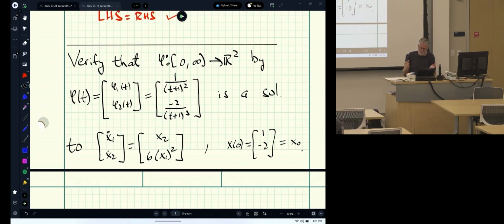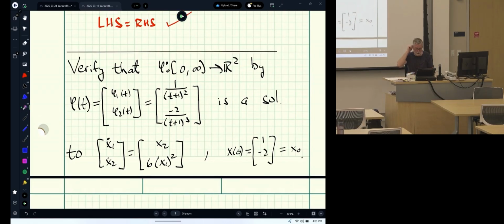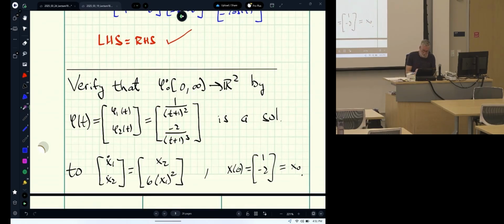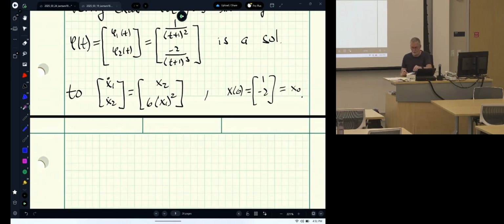So plug in t equals 0. It's easy to see in this case with 0, 1 over 1, minus 2 over 1 cubed is minus 2. So the initial conditions, it's a little bit more work to do all of the derivatives and put phi dot on the left-hand side here, and then to put phi 2 and then 6 times phi 1 squared and see if left-hand side equals right-hand side.